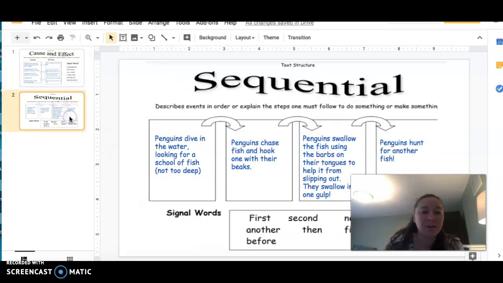I've also filled out another chart. Here's my sequence chart. I used this from other books that I was reading about penguins and other things I was learning about their diet as well. And I just wanted to better visualize the steps of a penguin's hunt for its prey. So I have first, penguins dive in the water looking for a school of fish, but not too deep. Penguins chase fish and hook one with their beaks. After, penguins swallow a fish using the barbs on their tongues to help it from slipping out. They swallow in one gulp. And finally, penguins hunt for another fish. Remember, they have to eat a lot of pounds of fish each day.